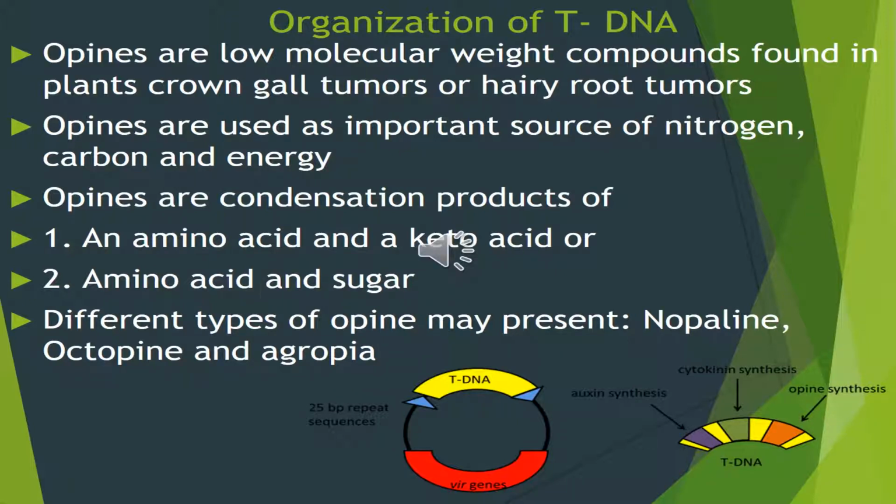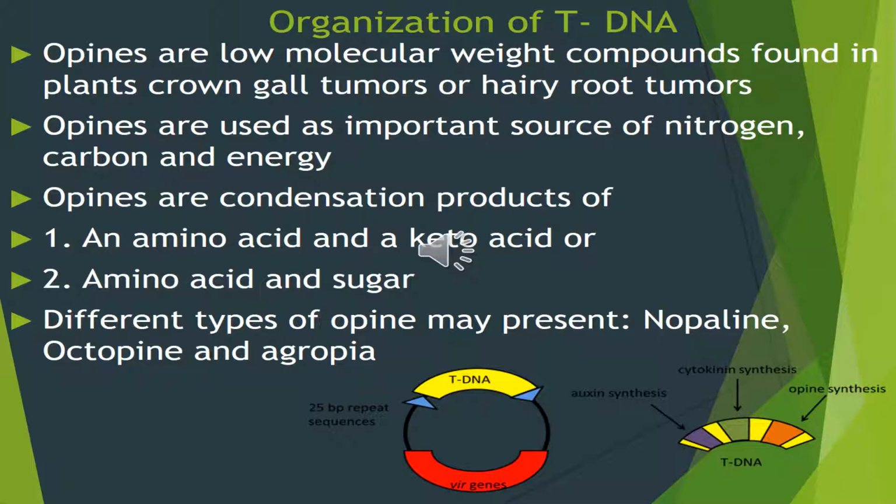Opines are low molecular weight compounds found in plant crown gall tumor or hairy root tumor, produced by parasitic bacteria of the genus Agrobacterium. The opines are used by the bacterium as an important source of nitrogen, carbon and energy. Opines are condensation products of either an amino acid and a keto acid, or an amino acid and a sugar. So whenever there is a condensation reaction between an amino acid and a keto acid, that results in opine production, or the condensation between an amino acid and a sugar will also result in the formation of opines.